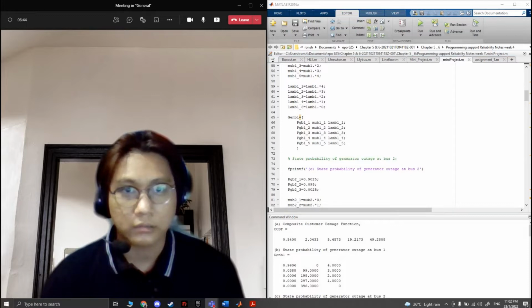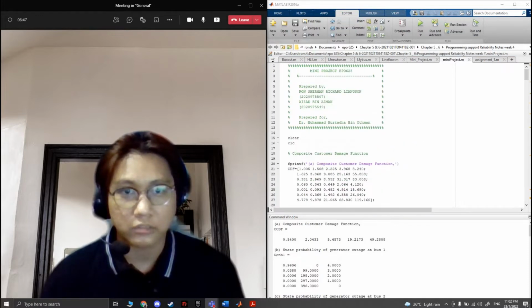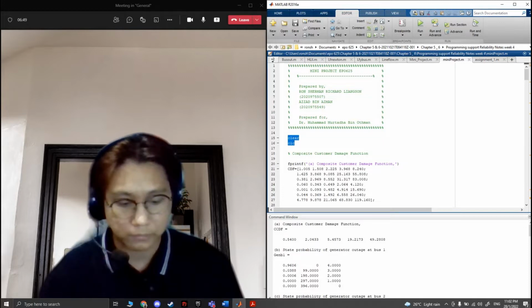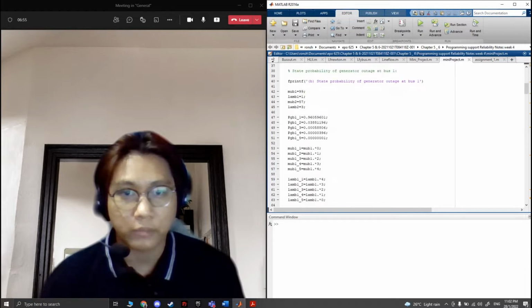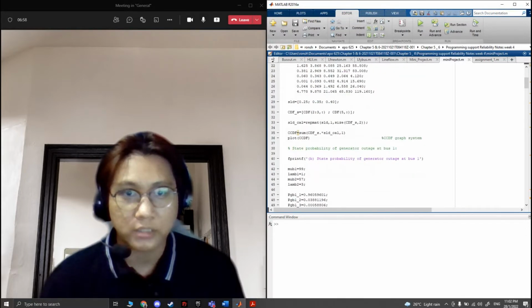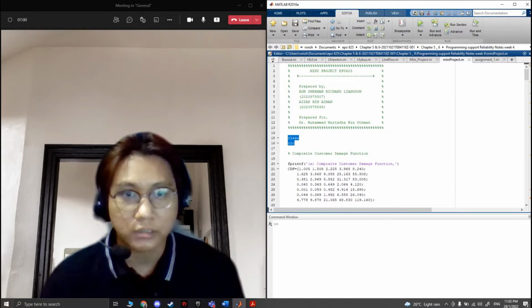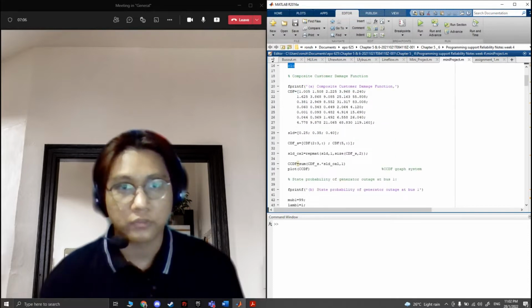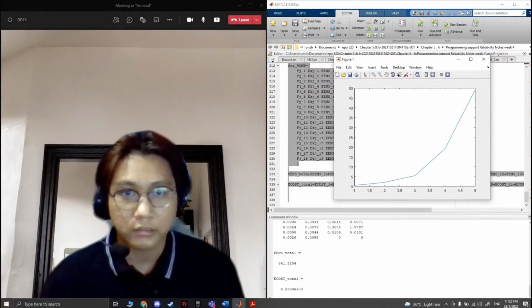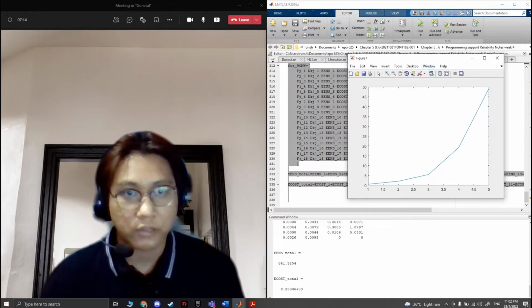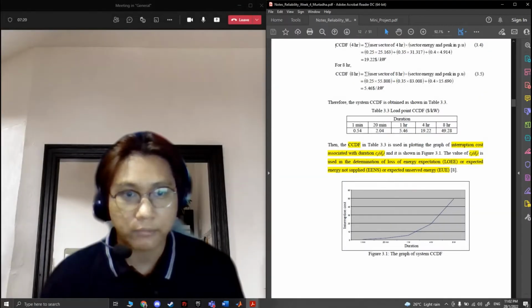Basically, this has to be run. Let me clear. So this is the programming work for the mini project. As can be seen here, this is the state probability generator and this is the composite customer damage function, CCDF. First we will need to run everything, and here it can be seen the CCDF graph. And if you notice, this graph is the same as the graph that was in the note.